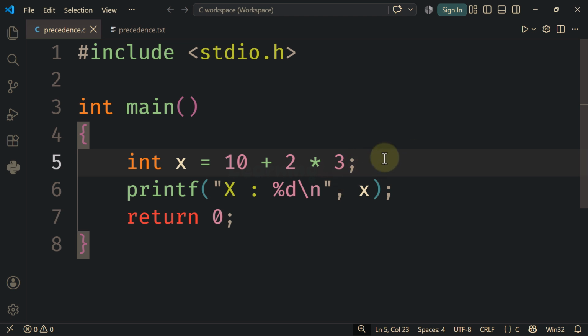So for these kinds of situations, in the C programming language, we have operator precedence. In other words, we can say operator priority, which tells us which operators should be evaluated first. So in C, we have levels of precedence or levels of priority.